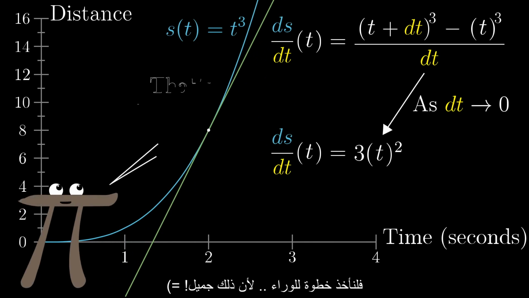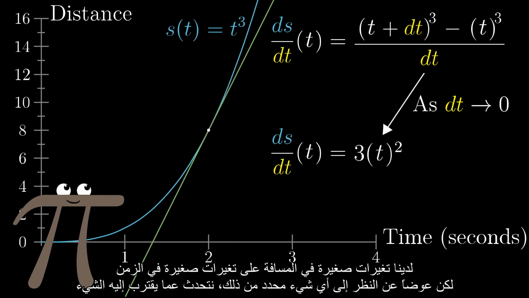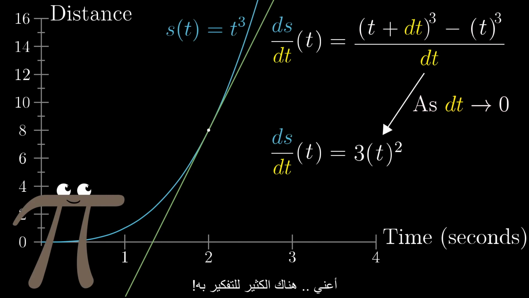Now take a step back, because that's beautiful. The derivative is this crazy complicated idea. We've got tiny changes in distance over tiny changes in time, but instead of looking at any specific one of those, we're talking about what that thing approaches. I mean, that's a lot to think about. And yet what we've come out with is such a simple expression, 3 times t squared.